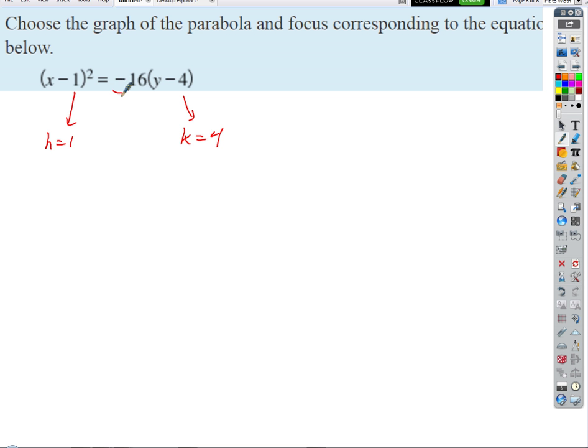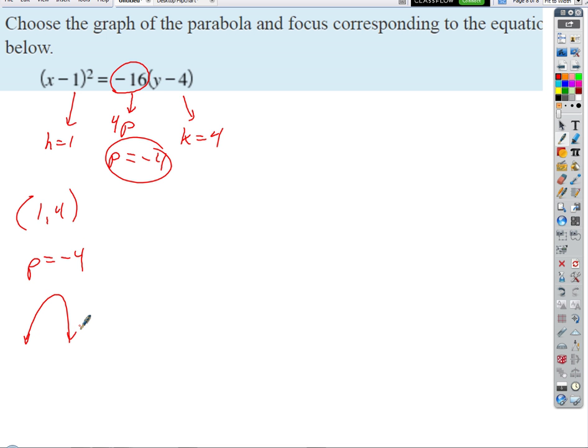Nick, what's going to be the value of p? Well, that's 4p, right? 4p is negative 16, so what would that make p? Negative 4, good. So those 3 pieces of information tell us everything we need to know. So we got the vertex is going to be at the point 1, 4. Which variable is being squared? X is being squared, so this is a vertical parabola. P is negative though, so which way is it opening? Down, good. So P is negative 4 and it should look like that, right?